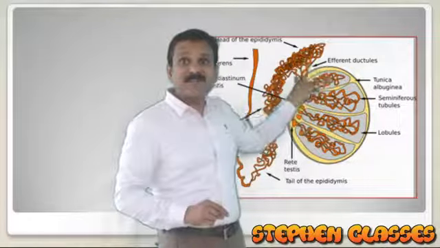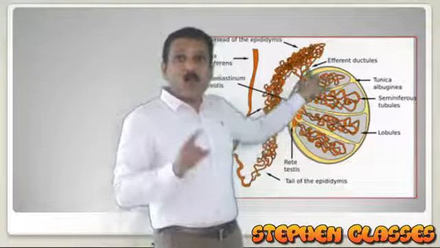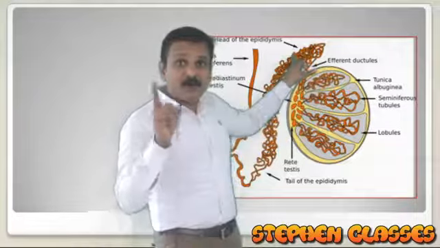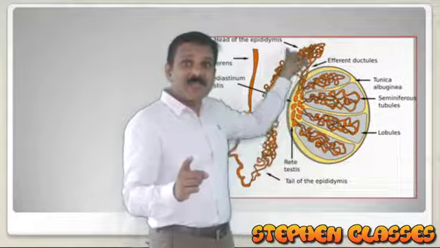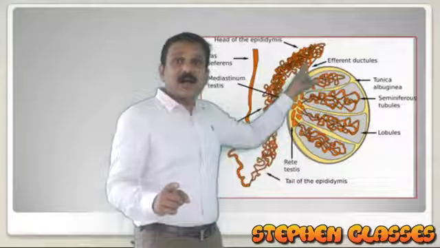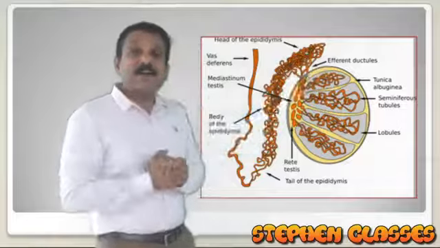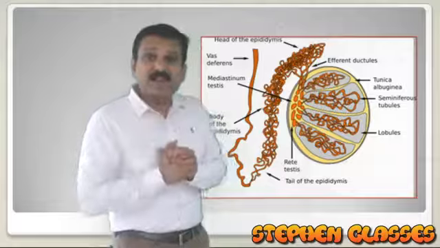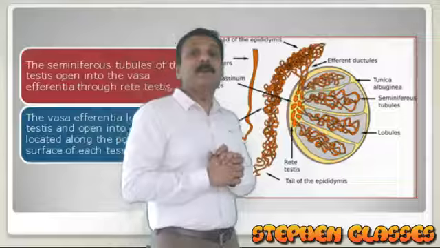Here you can see some straight ducts. These are called vasa efferentia, and these vasa efferentia will open into epididymis. So this is epididymis. Epididymis has a head region, a body part, and also a tail region. Vasa efferentia open into epididymis. What is the role of epididymis? Epididymis is concerned with final maturation and storage of sperm cells. Final maturation and storage of sperm cells happen in the epididymis.